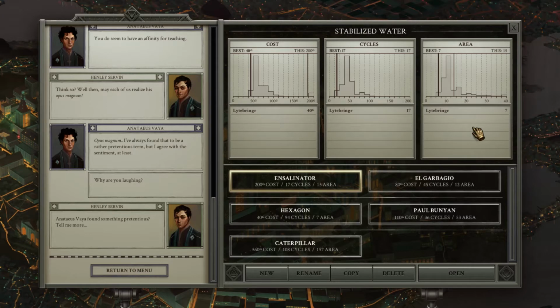So you take the Insalinator. You've got 200G divided by 40G is 5. Not 5G, just 5. Then you take the 17 cycles, divide by 17 cycles, or 16, whatever you want. And you end up with 1, or slightly more than 1. And then you take the area of 15 divided by 7, you get slightly more than 2. Okay? Well, what do you then do with those?